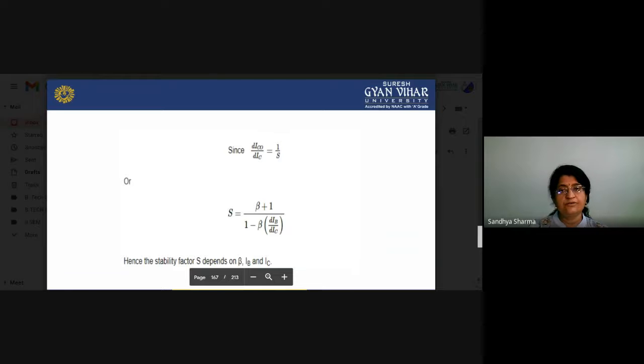So dICO by dIC is equal to 1 by S. And what about S? S is equal to 1 plus beta upon 1 minus beta dIB by dIC. Hence the stability factor S depends on the value of beta, IB and IC.